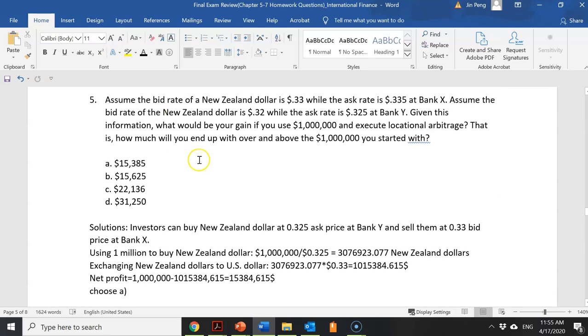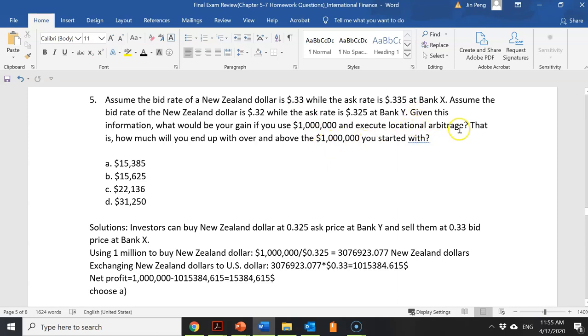Question number 5. Assume the bid rate of a New Zealand dollar is $0.33, while the ask rate is $0.335 at Bank X. Assume the bid rate of the New Zealand dollar is $0.32, while the ask rate is $0.325 at Bank Y. Given this information, what would be your gain if you use $1 million and execute locational arbitrage? That is, how much will you end up with over and above the 1 million you started with? Okay, so we want to know the net profit, and our starting capital here is 1 million.